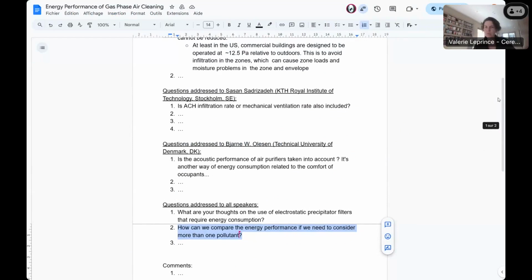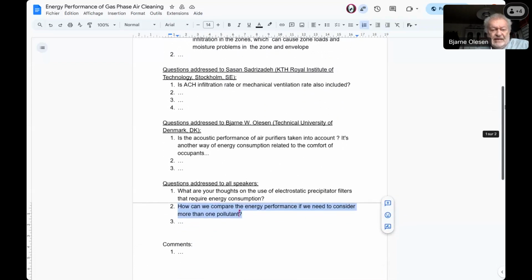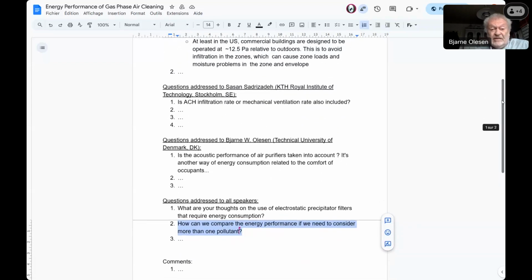I just want to say this energy and air cleaner work, as you can see from the presentation from Alireza, will continue. We hope it will be decided here in the spring that we will continue with a new annex, so we get deeper insights and hopefully get some more field data, not only simulation, regarding air cleaners and the effect on the indoor environment and the equivalent energy use.